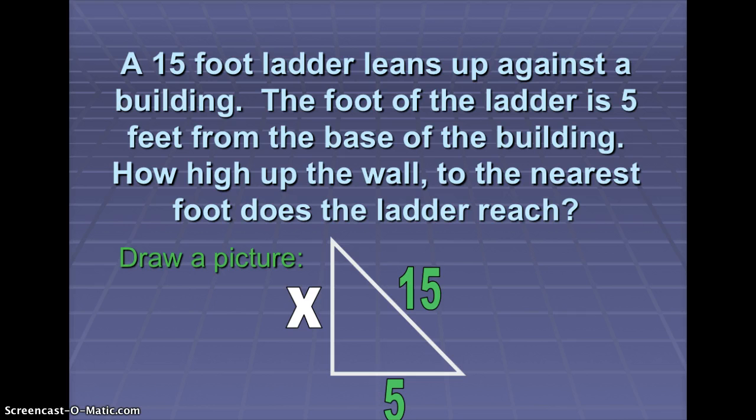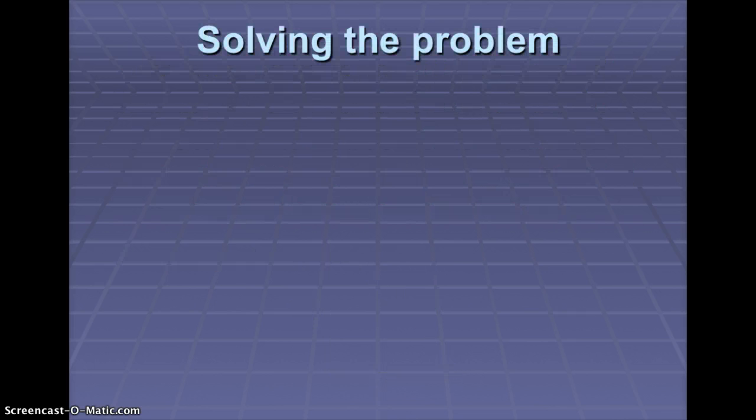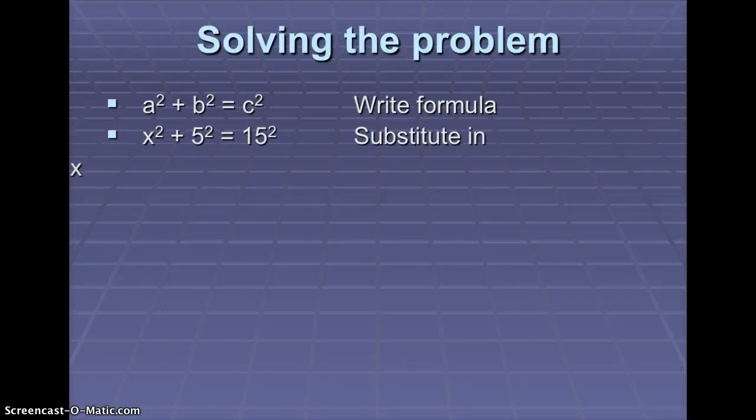So now we can use the Pythagorean Theorem to solve this problem. We start again by writing the formula, and then we substitute in the information that we know. So we know that x squared plus 5 squared is equal to 15 squared.